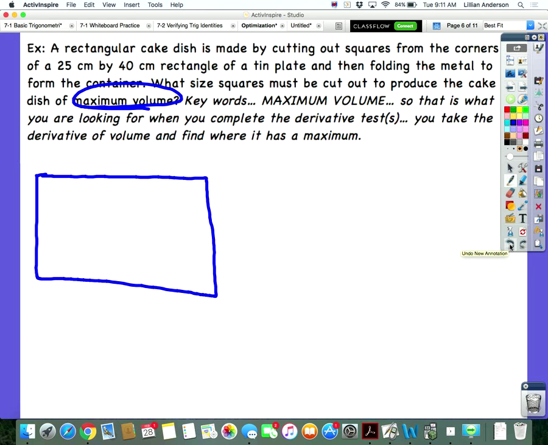If you cut out squares from the corners, right, that means you're cutting out corners. And they've got to be squares, right? And if they're squares, that means that each of these cuts are going to be what? They're going to be equal. Now, do we know how much we're cutting? No, so we're going to label this. We're going to label this X.